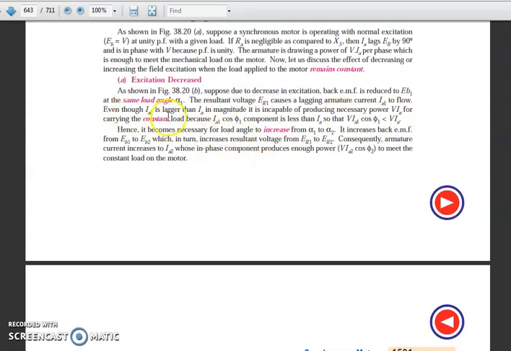Even though IA1 is larger than IA in magnitude, it is incapable of producing the necessary power VIA for carrying the constant load, because the IA1 cos phi1 component is less than IA1. Hence, it becomes necessary for the load angle to increase from alpha 1 to alpha 2. It increases the back EMF from EB1 to EB2, which in turn increases the resultant voltage from ER1 to ER2. Because the resultant voltage ER1 causes a lagging current IA1 to flow, even though IA1 is larger than IA.